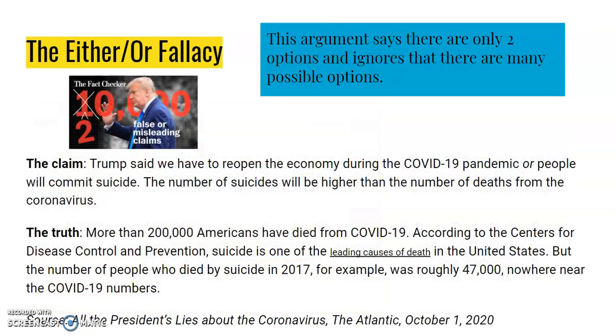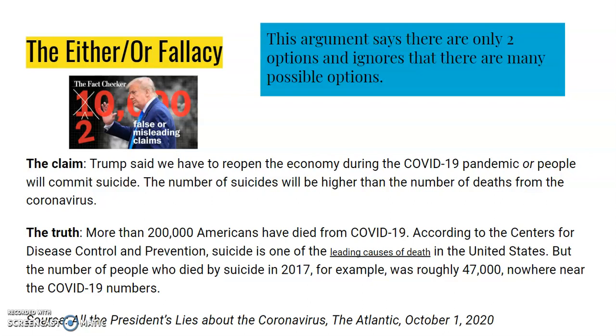Here's another political example of the either-or fallacy. This one's about the coronavirus. President Trump said, we have to reopen the economy during the COVID-19 pandemic, or people will commit suicide. And he made the argument that we have to reopen all of the businesses in the United States, or more people will kill themselves. And the number of suicides is going to be higher than the number of deaths from the coronavirus. So this is an either-or fallacy.